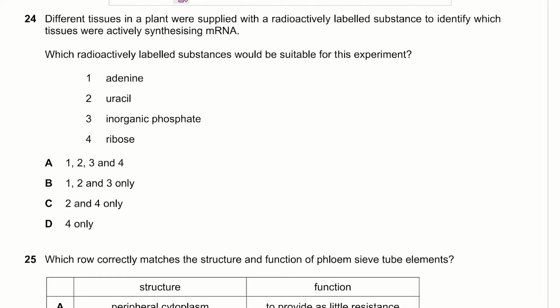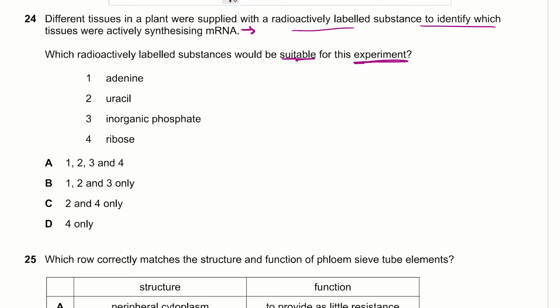4. Different tissues in a plant were supplied with a radioactively labeled substance to identify which tissues were actively synthesizing mRNA. Which radioactively labeled substances would be suitable for this experiment? Therefore, we are looking for substances which are only selective for RNA. So let's see the suggestions that we have here.